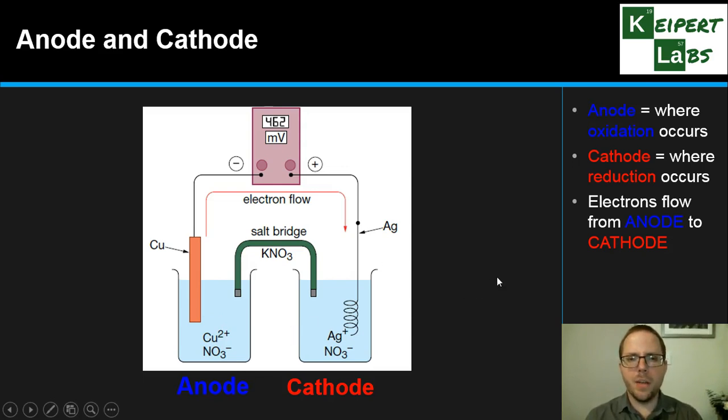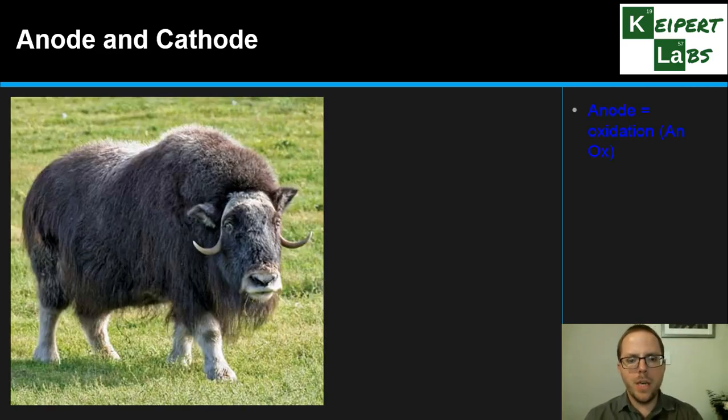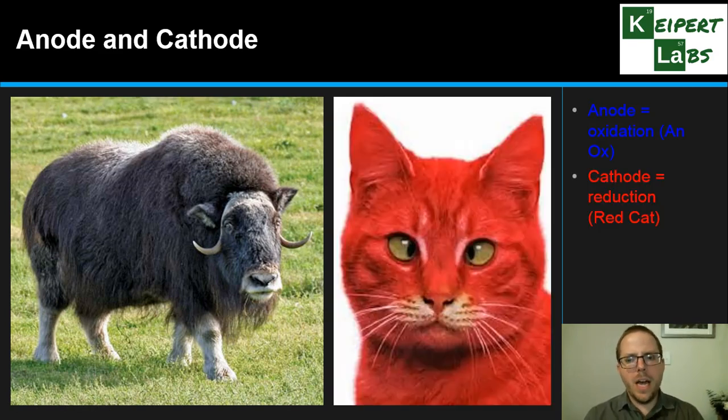But the question then becomes, how do you remember which process is happening at which? I've got a nice little tip for you. Okay, two ways, whichever one is more memorable for you. So we can say anode equals oxidation, so anox. Okay, so here we have a picture of a very friendly ox, a musk ox, I think this one is technically, but who cares? Okay, so anode oxidation or anox, or cathode is reduction, red cat.